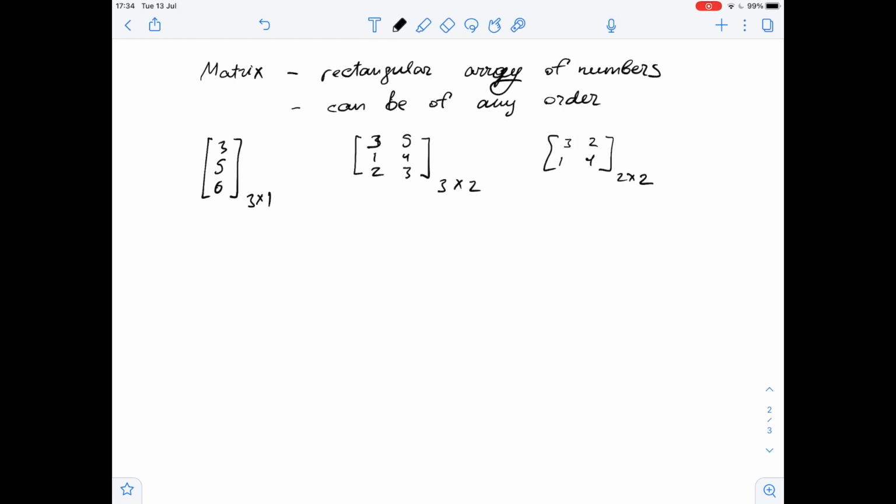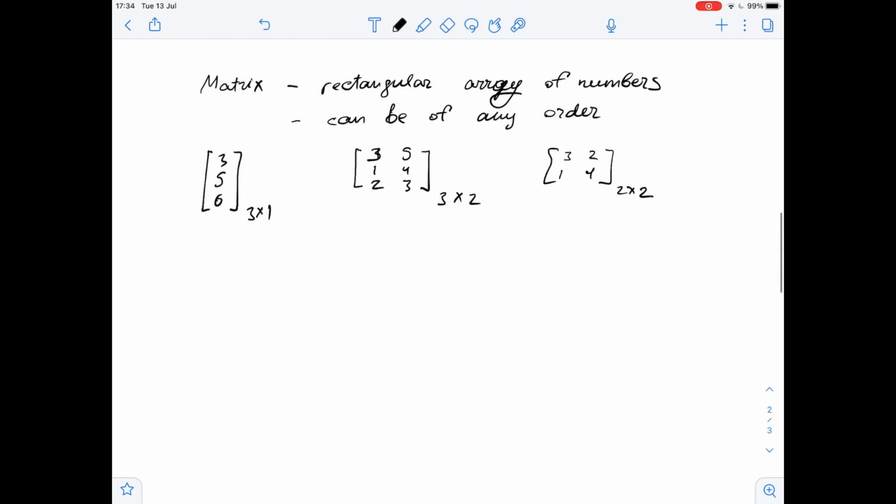Matrices are arrays. At the same time, a determinant is a scalar number which is associated with a certain matrix, and it can be found only for square matrices. So determinant, a number. So while a matrix is an array, a determinant is a number associated with a square matrix.